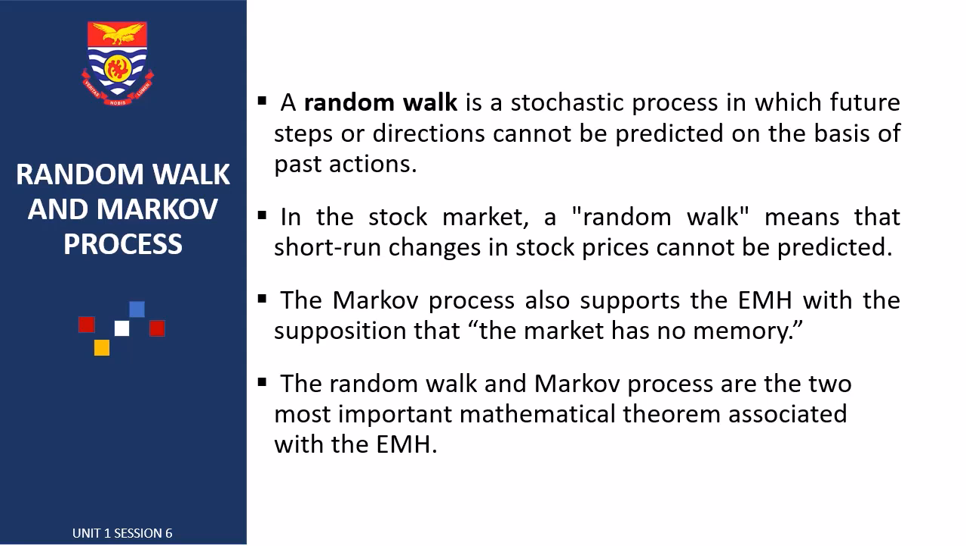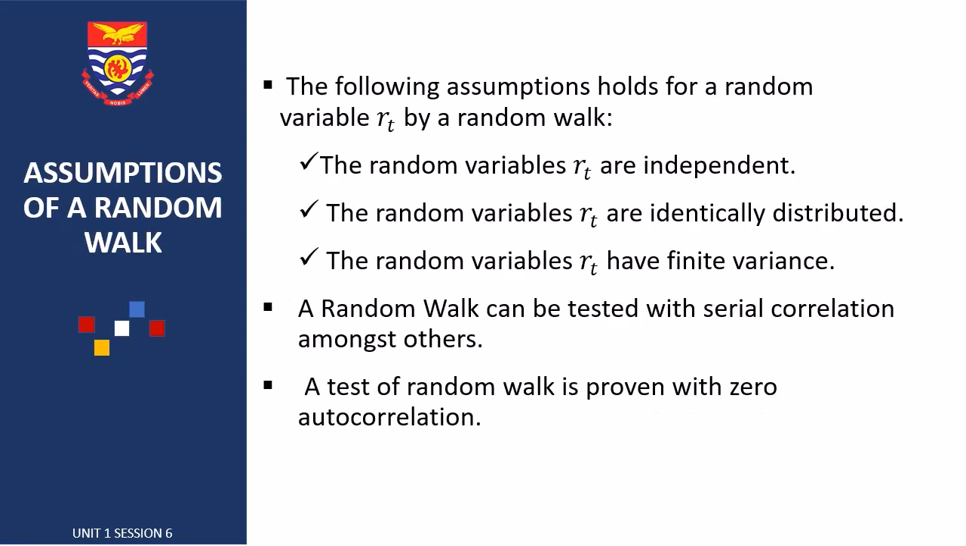The assumptions of a random walk. The following assumptions hold for a random variable r_t, which could be any financial asset. One, the random variables r_t are independent. By independent, we are simply saying that the return series are not dependent on each other. So the previous returns cannot predict the current, and the current cannot predict the future. Also, the random variables r_t are identically distributed.